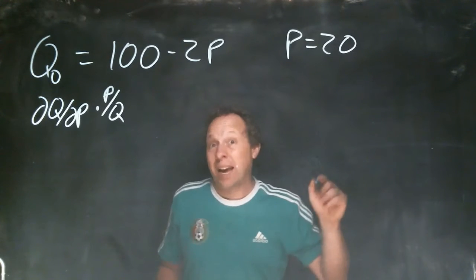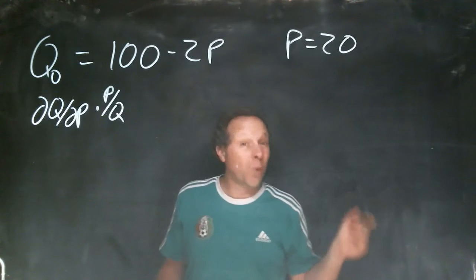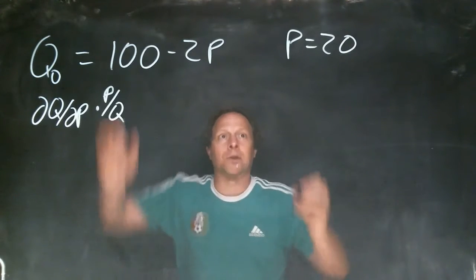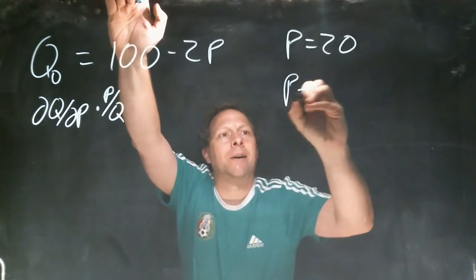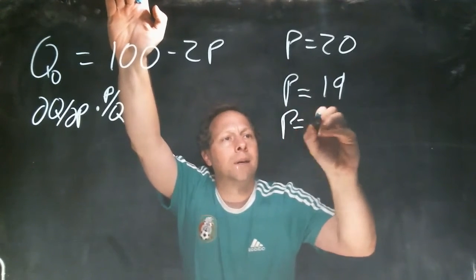We could use 10 and 30. We could use 0 and 40. Okay. What I'm actually going to use here, though, is I'm going to get a little closer to 20. Let's do it here at a price of 19 and a price of 21.